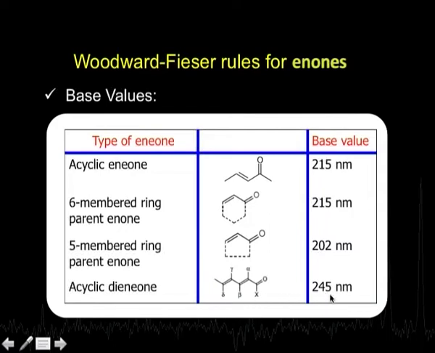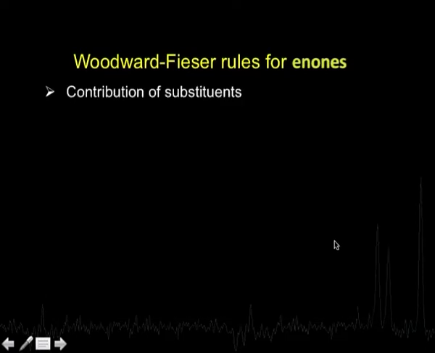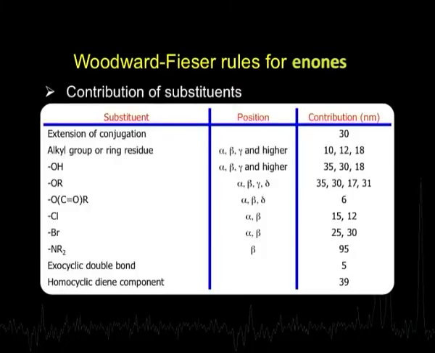So typically when we talk about using these rules, we have to first identify the type of enone we have, and accordingly we will ascribe a base value to that. So that is the first step. Thereafter, the second component is the contribution of substituents. This is much more elaborate as against what we had in the case of dienes. This goes as follows. These are different possible substituents, and it's important to note that the position of the substituent also matters in this case, and this is the respective contribution here.